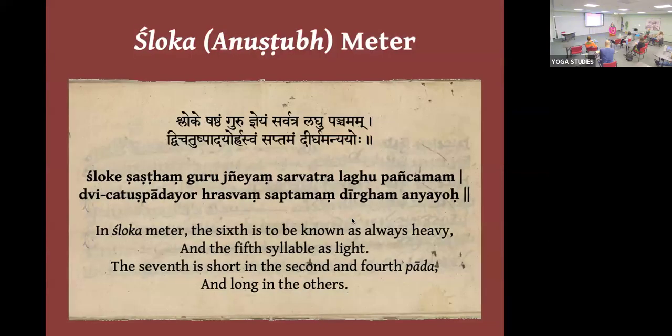So then we have some rules for shloka meter. And of course, there's even a verse for what these rules are, right? In shloka meter, the sixth syllable is always guru. It has to be heavy. The fifth syllable has to be laghu. It has to be light. The seventh, though, it alternates. This is the hard one, right? So the seventh is short in the second and the fourth pada, and it is long in the others.